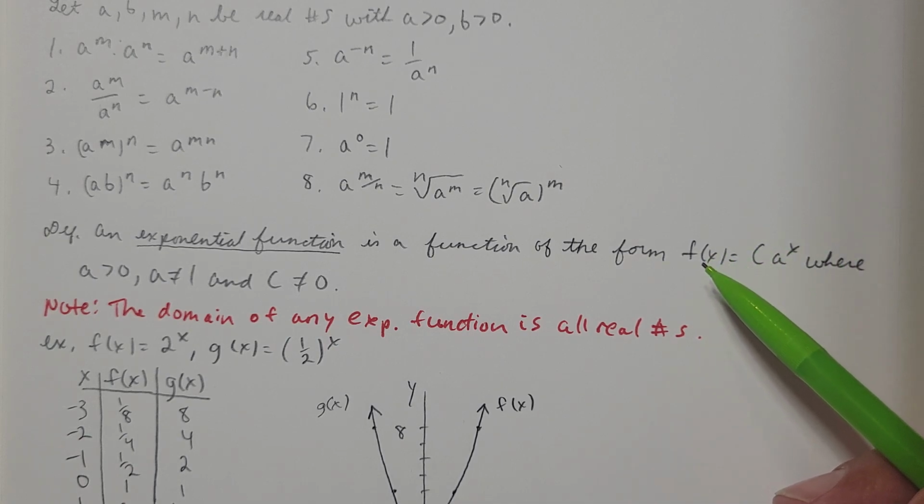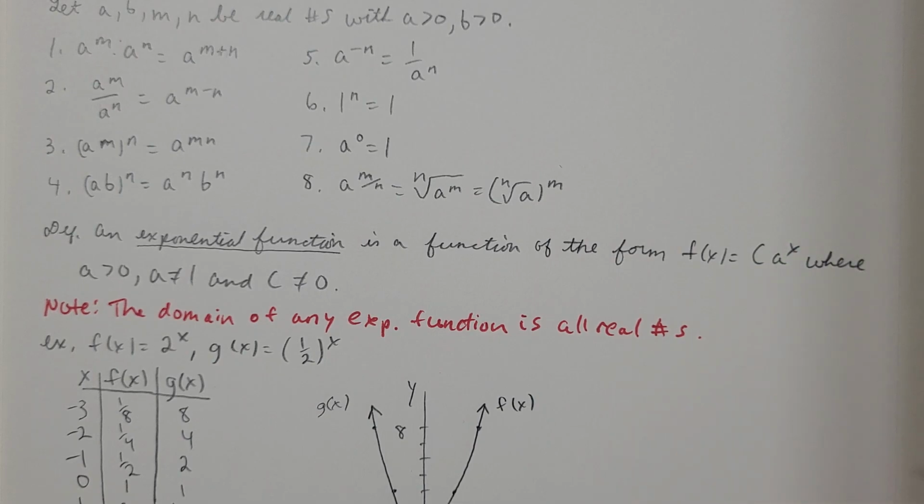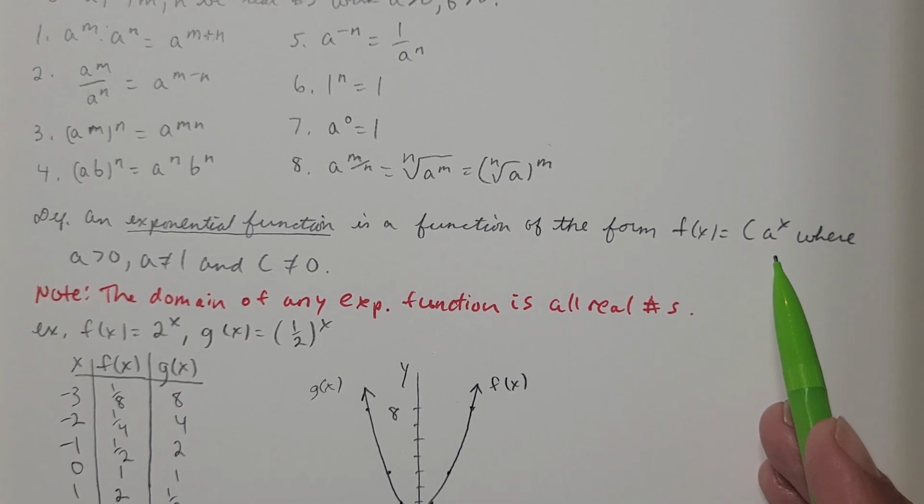If I had f of x equals 0, that would be just a horizontal line right on the x-axis, and I'm not doing anything with horizontal lines here. As a note, the domain of any exponential function is always all real numbers. So I can let x be anything I want if I'm plugging in numbers here.